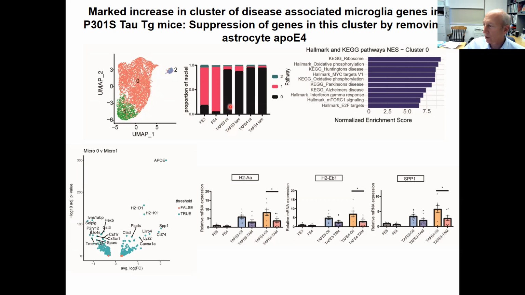What you can see is that in all the tau mice, this black bar represents the disease-associated microglia. And by removing APOE3 or 4 from astrocytes, you really don't see any major effect on the total proportion of cells that obtain this phenotype. However, when you look at individual gene expression of these disease-associated microglial genes, many of them are decreased in the total level that they express when we lower APOE4.